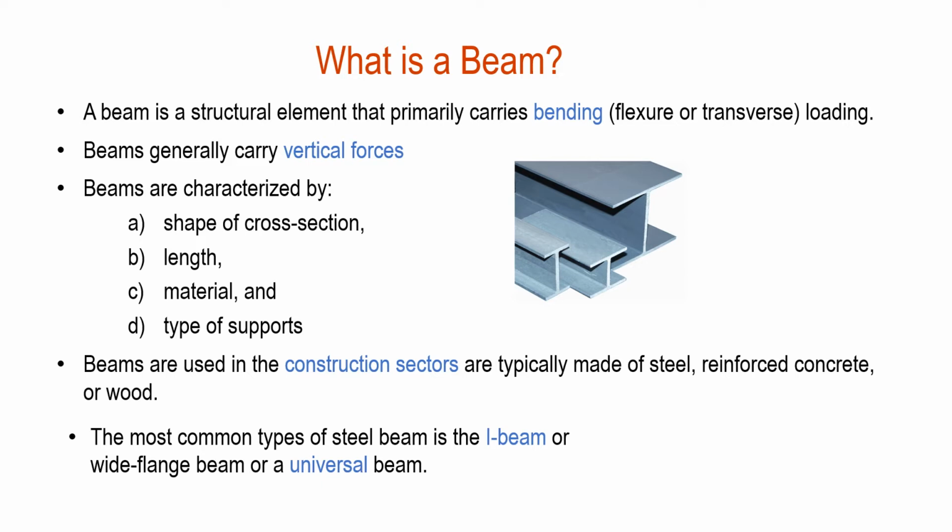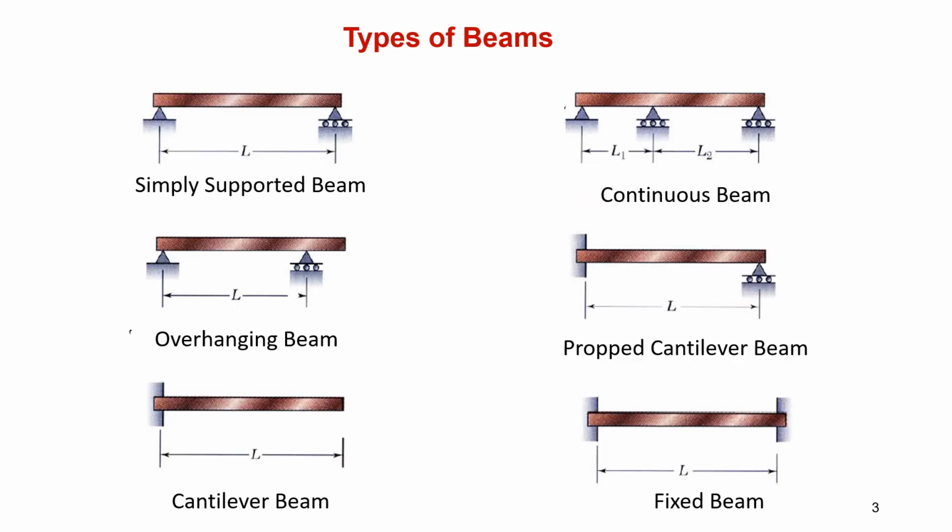In aeronautics, for example, besides the I-beam, there are also several other types of beam, for example, the C-shaped beam as well as the L-shaped beam. In general, there are too many types of beams in this world. Here I listed several types of beams that are commonly used in many designs, for example, the simply supported beam or the fixed beam.